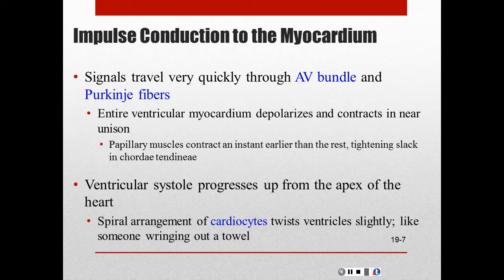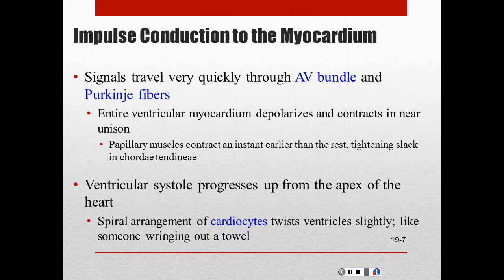Now signals reach the papillary muscles before the rest of the myocardium, so that these take up slack in the tendinous cords an instant before the ventricular contraction. Remember we talked about the tendinous cords? Those are the cords that keep the AV valves attached, or anchored, to the ventricle walls. So they have to tighten up first before the contraction starts, otherwise they may snap.